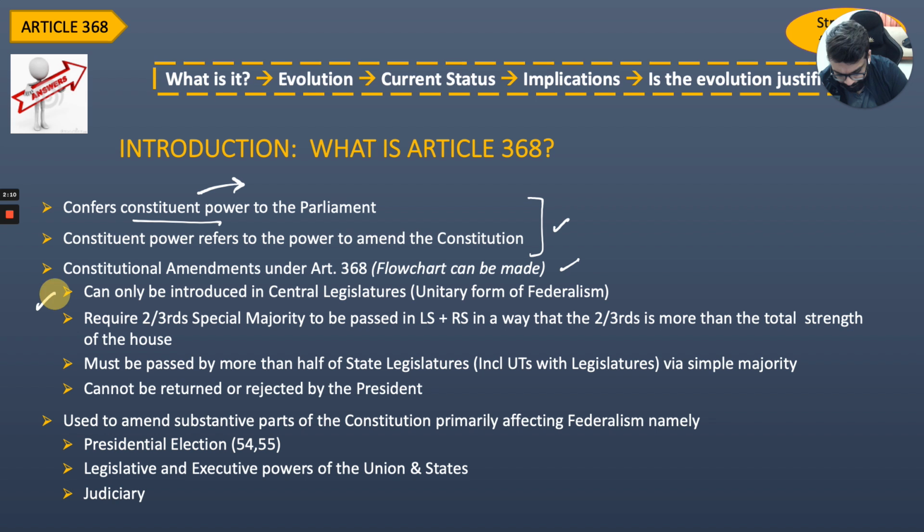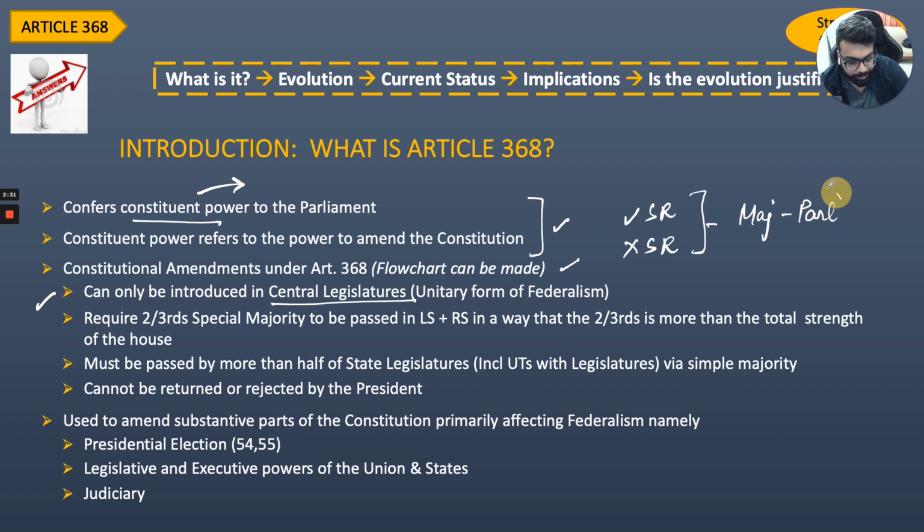For example, it can only be introduced in central legislatures, which is the Lok Sabha and the Rajya Sabha. And there are essentially two kinds of amendments under 368, one which requires state ratification and one that doesn't require state ratification. What is common to both of these is the majority used in the central legislatures, which is the parliament. And that majority is two-thirds of those present and voting, in such a way that it is more than the total strength of the houses, right?